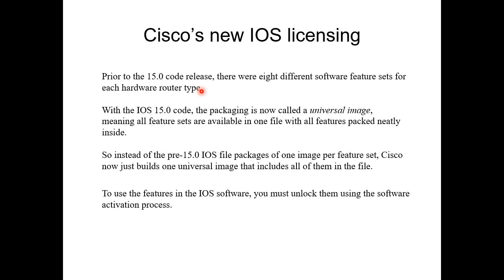Cisco licensing. Just like everything else, this thing has a license. Prior to the 15 code release, there were 8 significant software feature sets for each hardware router type. With 15, the packaging is now called a universal image, meaning all the features are available, but how you license it will determine what features get turned on. So to use the features in the IOS software, you must unlock them using the software activation process.